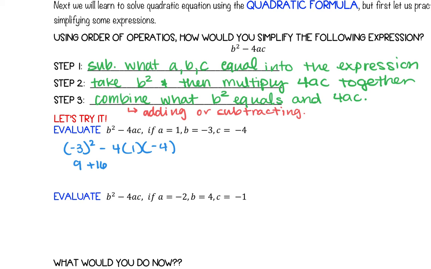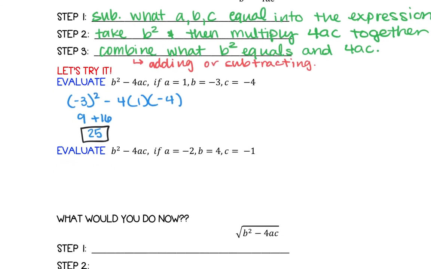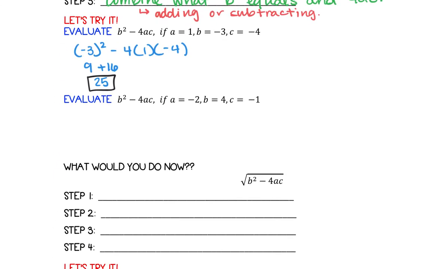All right, lastly, step 3, combine what b squared equals and 4ac. So 9 plus 16 is 25, and that would be your final answer. All right, go ahead and pause the video, try this next one on your own, and then I will go ahead and solve it with you.